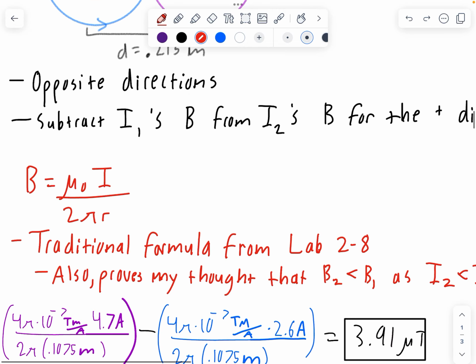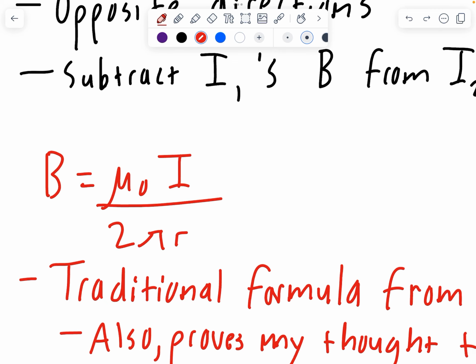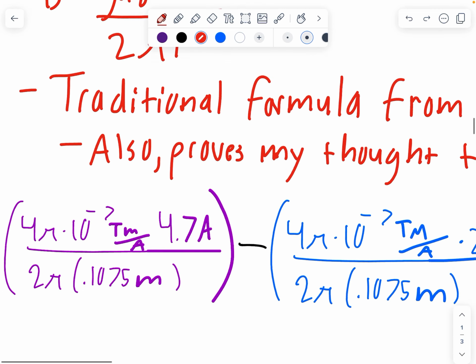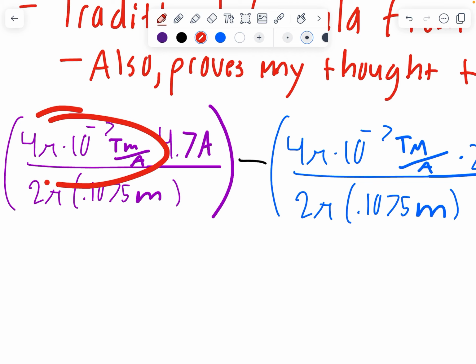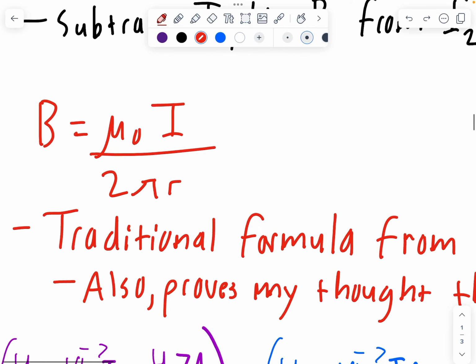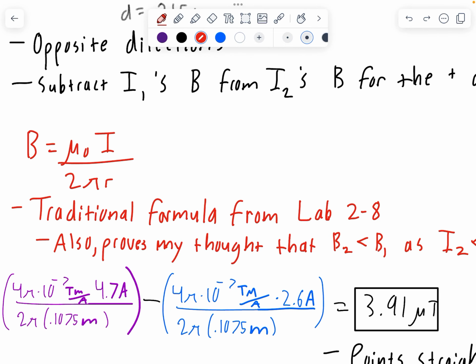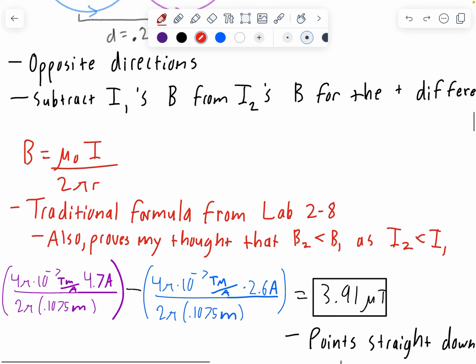So we know the magnetic field equals mu naught times current over 2 pi r. Mu naught is a constant equal to 4 pi times 10 to the negative 7th Tesla meters per amp. Again, a traditional formula from Lab 2-8. And it again proves my thought that B2 is greater than B1 because I2 is greater than I1. Bigger current magnitude, bigger magnetic field. So again, if we subtract the smaller magnetic field from the bigger one, we get a positive difference, of course.